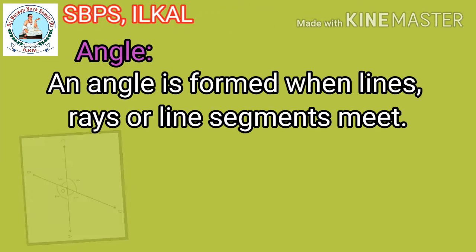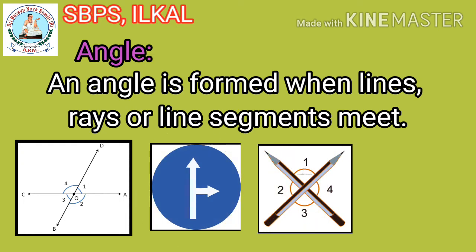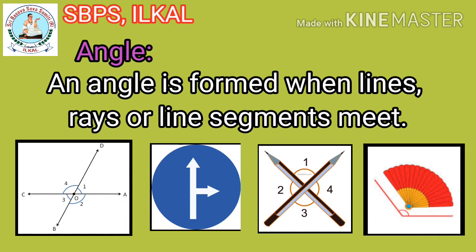The next word is angle. An angle is formed when lines, rays or line segments meet. Observe the first example, children. CA is a line and BD is another line. Okay, when two lines meet, 4 angles are formed. Angle 1, angle 2, angle 3 and angle 4.